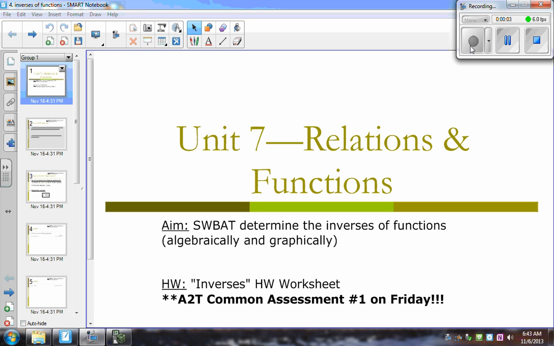Hey everyone, welcome back to another flip lesson in our relations and functions unit. Today we're going to be talking about determining the inverses of functions, both algebraically and graphically. So with that said, we're going to start with the algebraic approach.